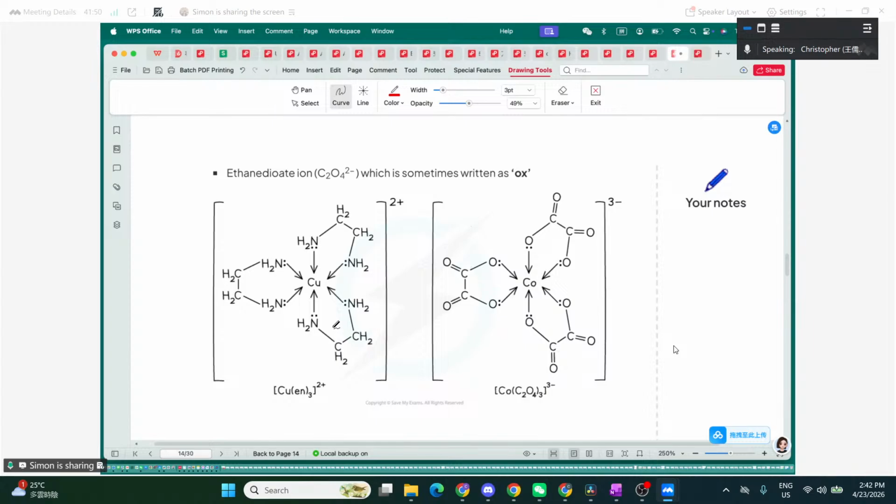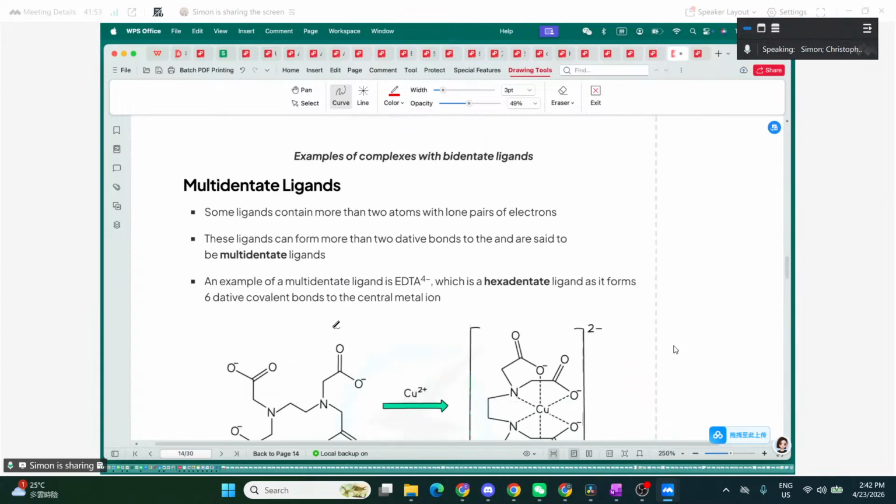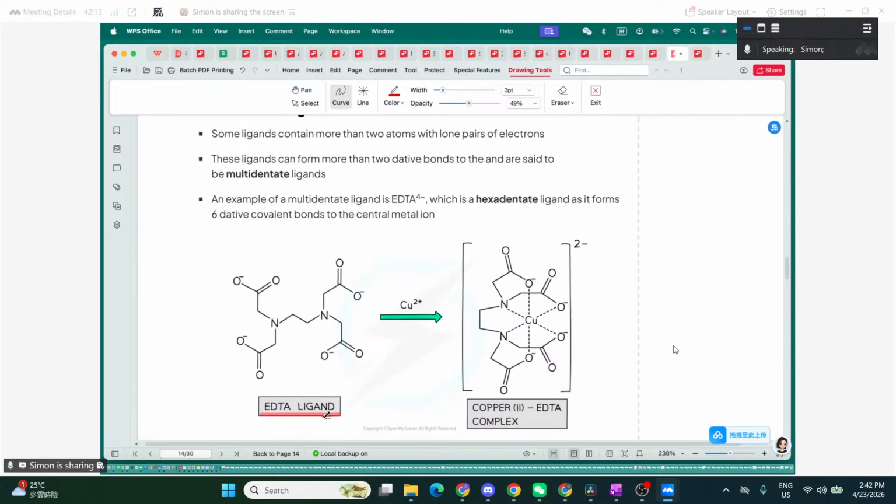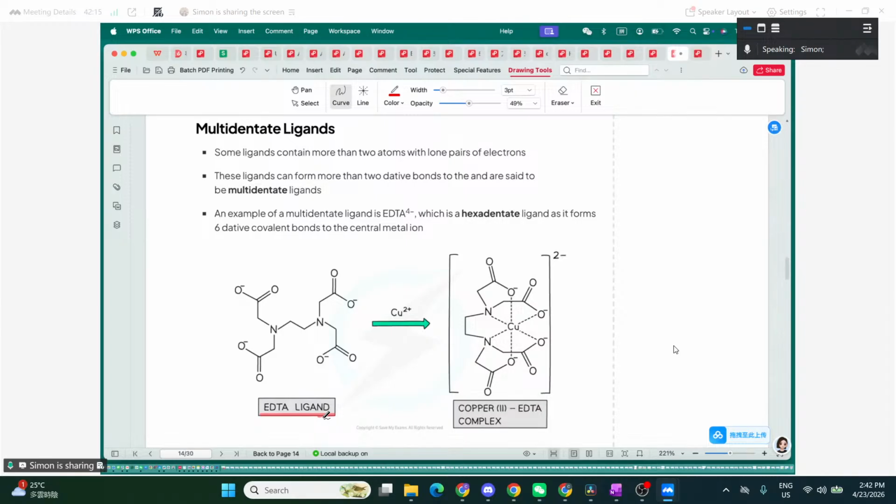Look at the graph. After the bidentate, the next one is the multidentate ligands. Multidentate means there will be more dative bonds than two. Look at this graph. Here the graph is actually a multidentate ligand, and the prefix is hex. Why is it hexadentate?